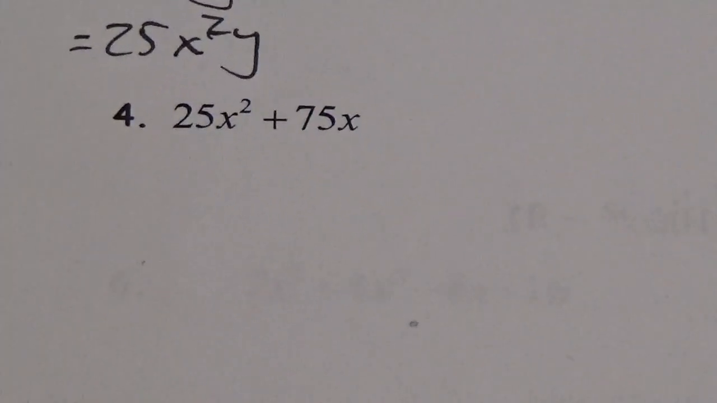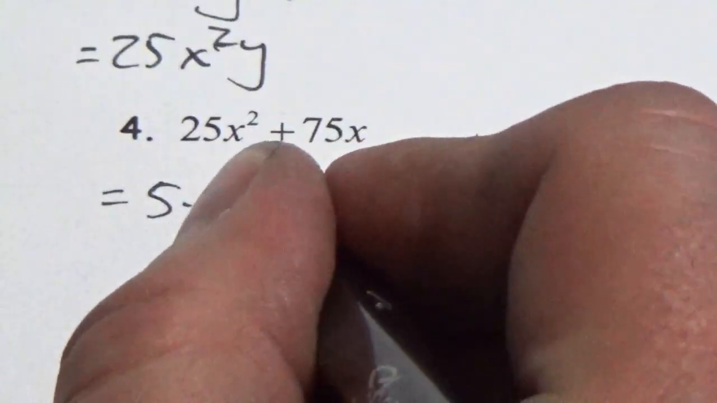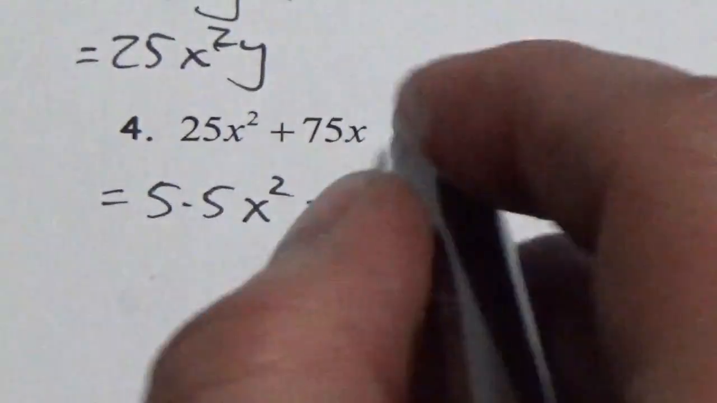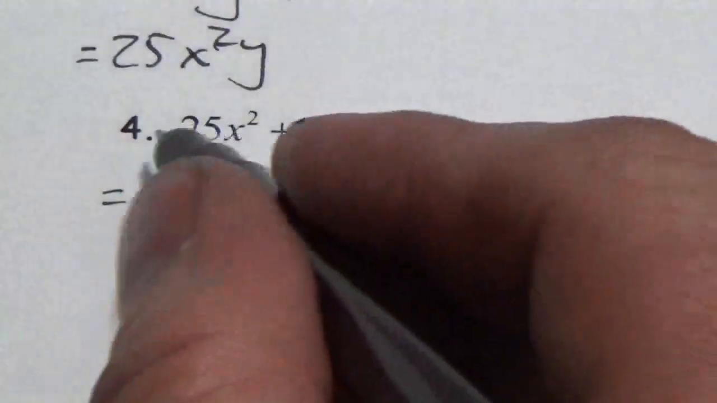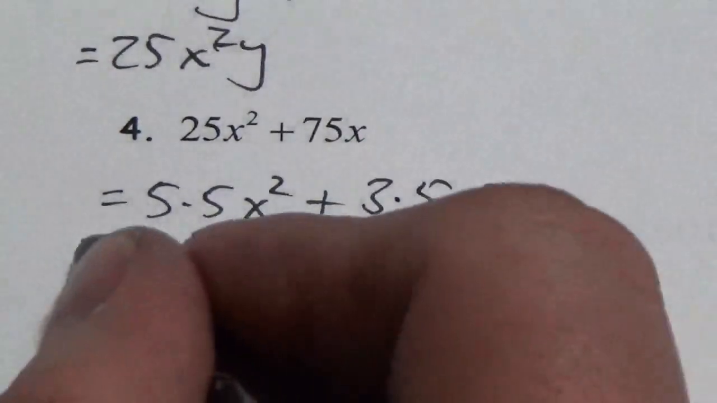Let's take a look at this one. And so once again, what I'm going to do is write out the numeric factors here. 25 is divisible by 5. It's 2 factors of 5, x squared. And 75 is really just 3 times that. So it's 3 times 5 times 5. And there's an x there.